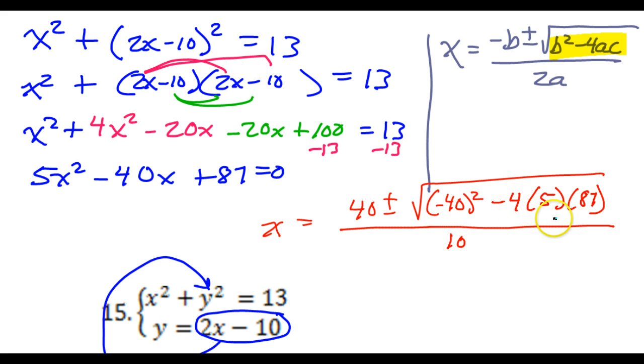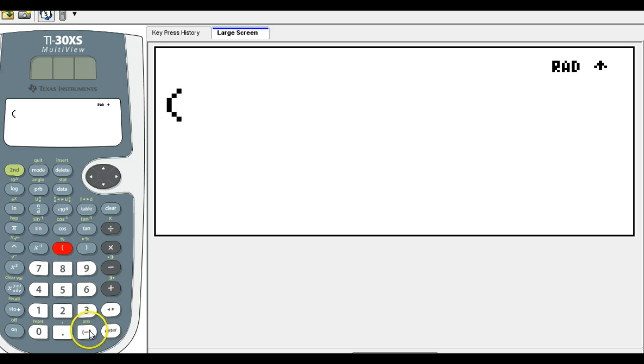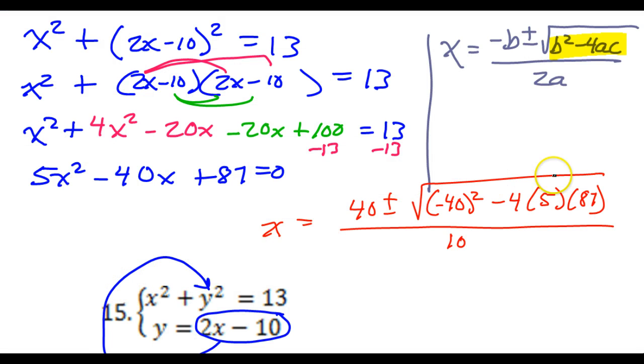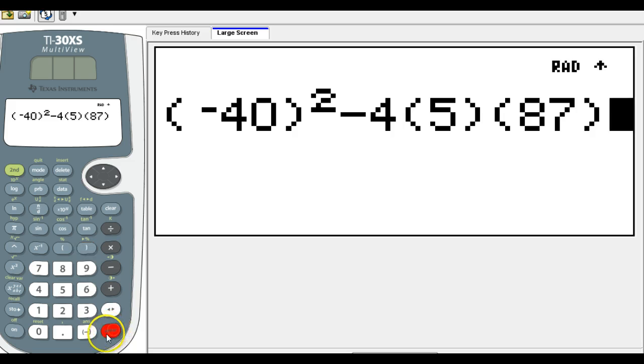Now again, I would do the discriminant first. I wouldn't put this entire thing into the calculator if I were you. I'm just going to do the negative 40 squared part. Just make sure you put the negative 40 in parentheses for sure, or else you will get the wrong answer. So I got negative 40 squared minus 4 times 5 times 87. Wow. What does that tell you? There's going to be imaginary numbers.